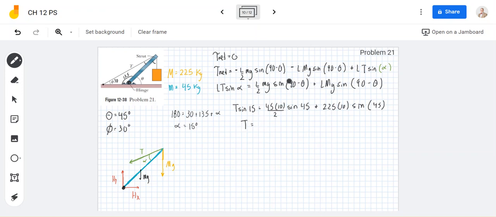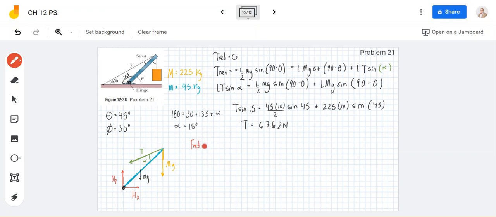T equals, let me get my handy dandy calculator. I got T equals 6.762 newtons. Now, again, if you look at the textbook answer, it's going to differ slightly because you're going to be using 9.8 instead of 10. In order to figure out the hinge force, we're going to have to do the F net in the X and the F net in the Y.